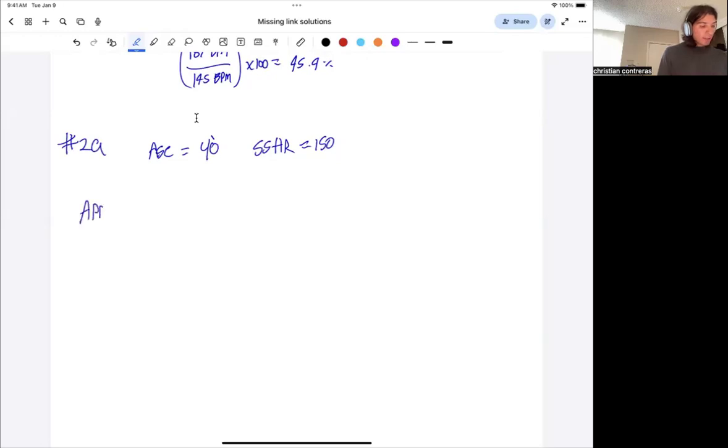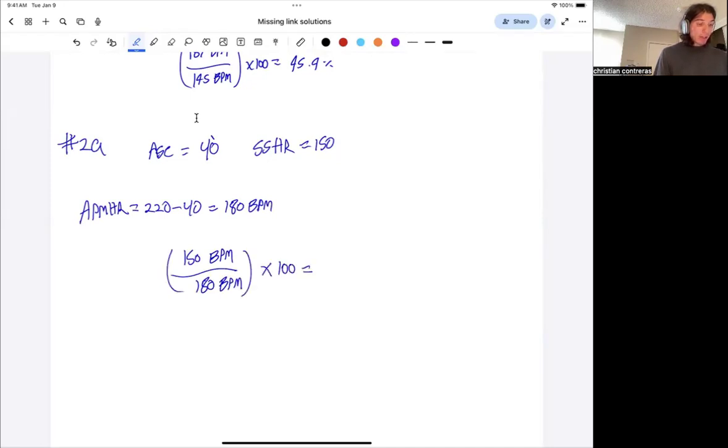So we're going to get his age predicted max heart rate and do 220 minus 40, which is going to give us 180 beats per minute. And age predicted max heart rate, emphasis on the predicted part. We're going to plug that into our above formula, where we say that percentage of heart rate max is equal to 150 beats per minute over his age predicted max heart rate of 180 beats per minute, multiplied by 100. You plug that into your calculator, you're going to find that this is about 83.3%. So we know that percent heart rate max is equal to 83.3%.